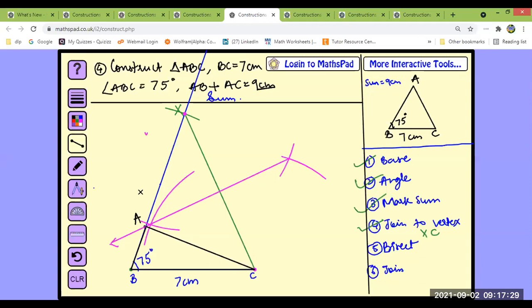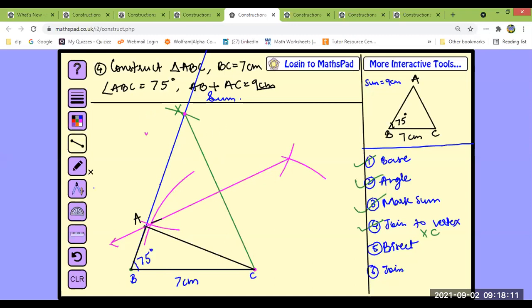First step is to draw the base, that is 7 centimeters. We start with drawing out the base, then draw 75 degrees on point B, and then we mark this sum 9 centimeters over here. Once you do that, you have to join this point to the other end. So X and C we join, and then we bisect it. This bisector will intersect the blue line somewhere, and that point is A. So joining A to C gives us the triangle ABC. That completes the construction. Verification part, I leave it to you. You all can check it out.